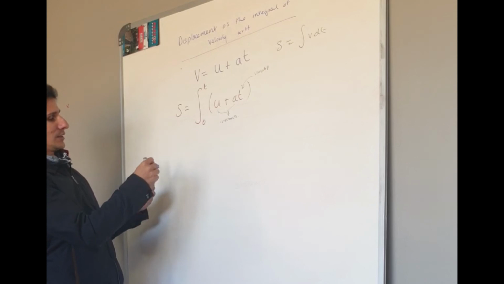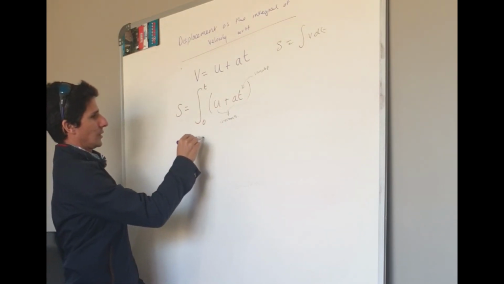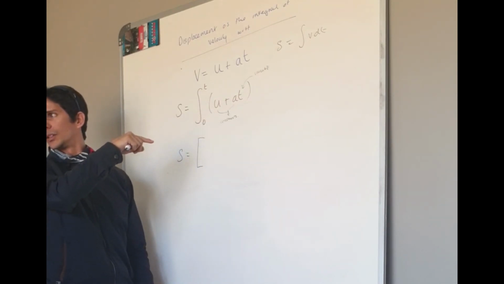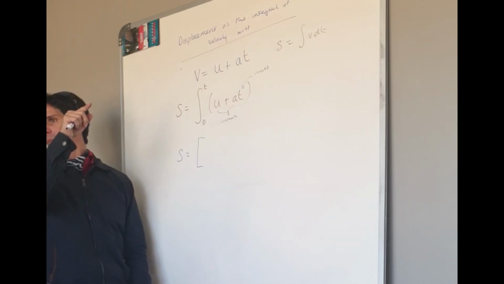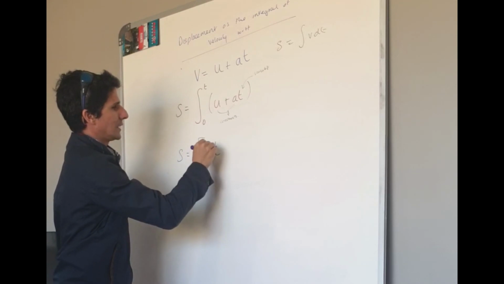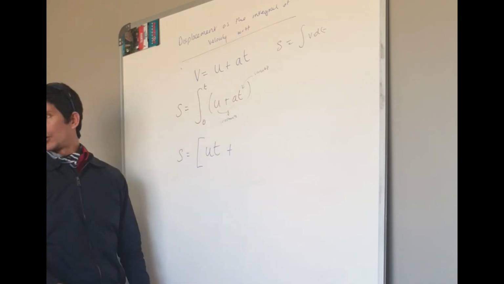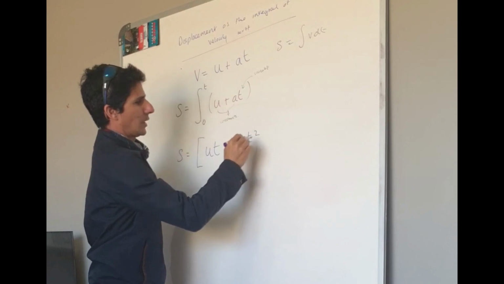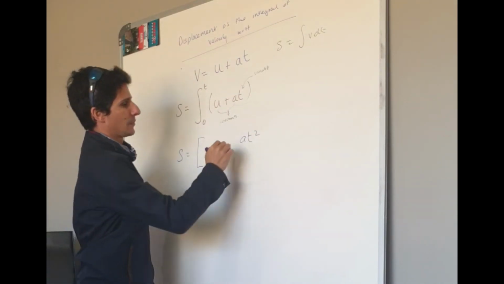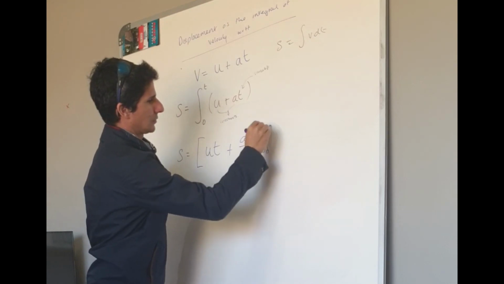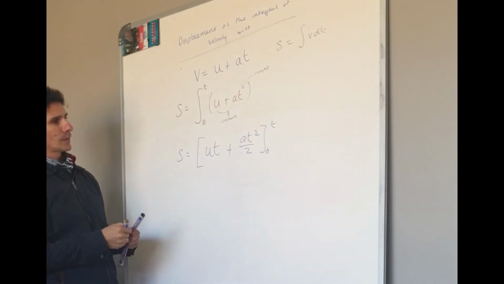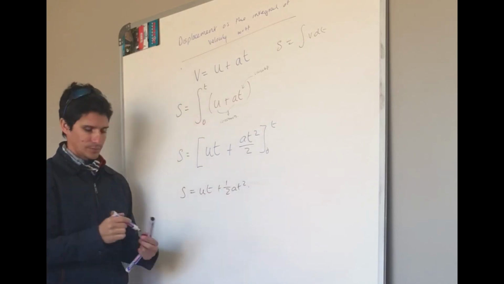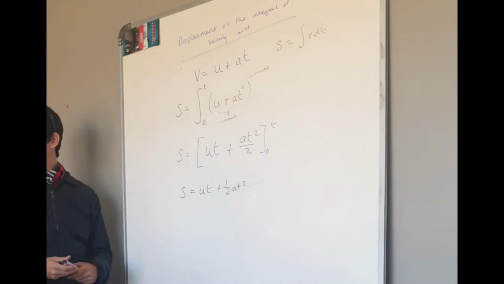Okay, let's anti-differentiate u. What is the t in u? It's t to the power of 0, isn't it? So we increase the power by 1, it becomes t, and so we get ut. Right, if I increase the power of t by 1, what do I get? t squared. And I have to divide by the new power, which is? 2. There's your formula for displacement that you've been using.